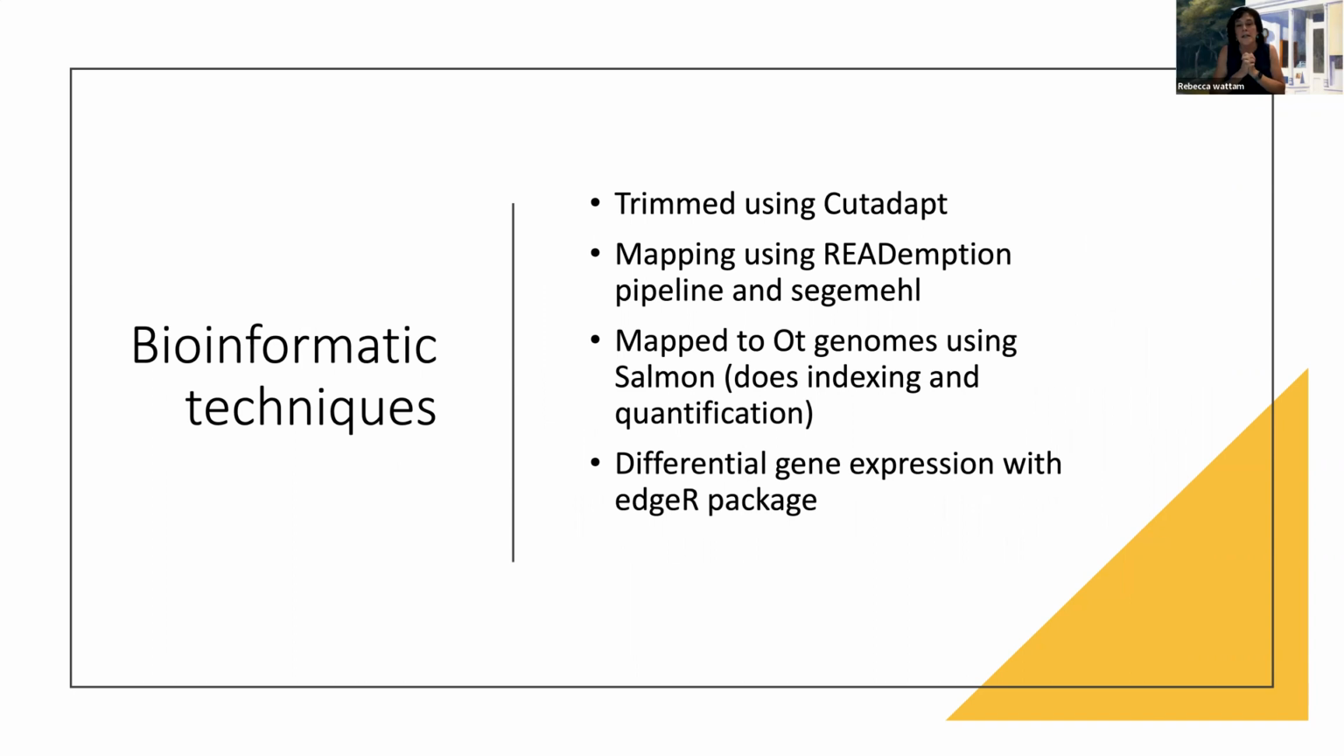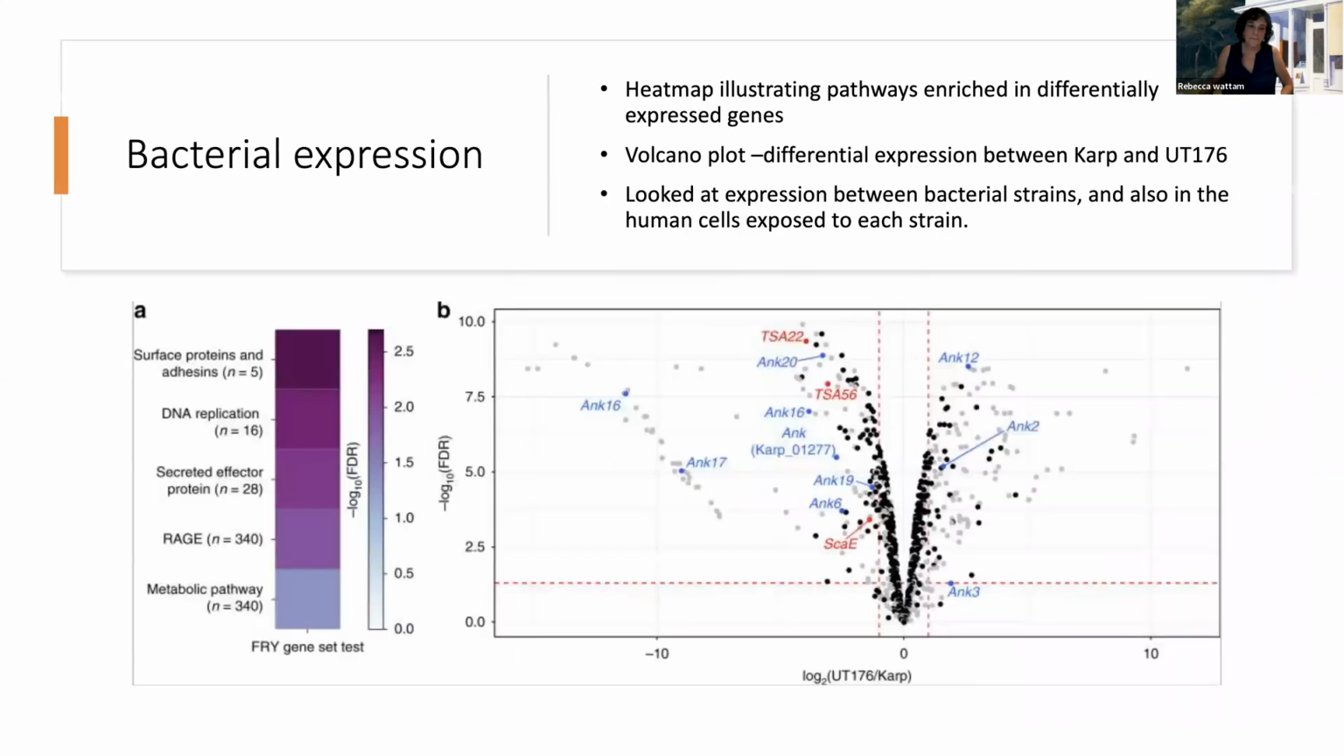They trimmed using Cutadapt. They did mapping using the Redemption pipeline. Actually, that's a very clever name. I hadn't really thought about it until then. And Segemehl. They mapped to the OT genomes using Salmon, which does indexing and quantification. And then for differential gene expression, they used the edgeR package in R.